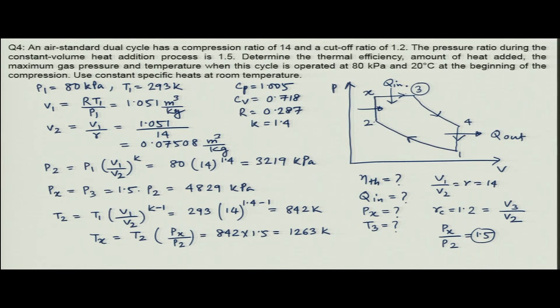Okay, V3. So, for V3 we know the cutoff ratio. So, V3 is basically rc times V2, right. So, cutoff ratio is given as 1.2 and V2 is 0.07508 meter cube per kg. So, V3 you will get it as 0.0901 meter cube per kg.